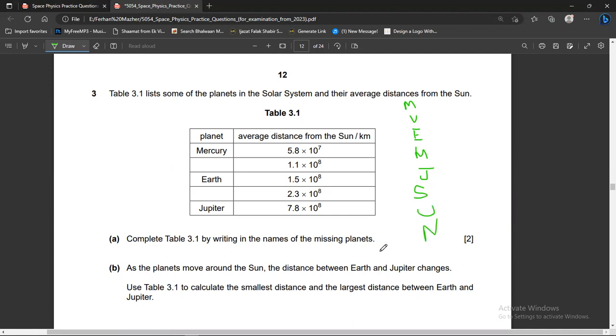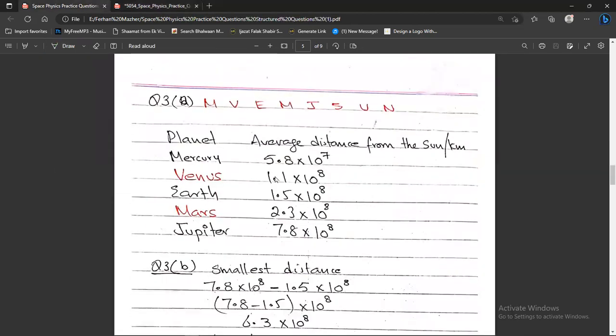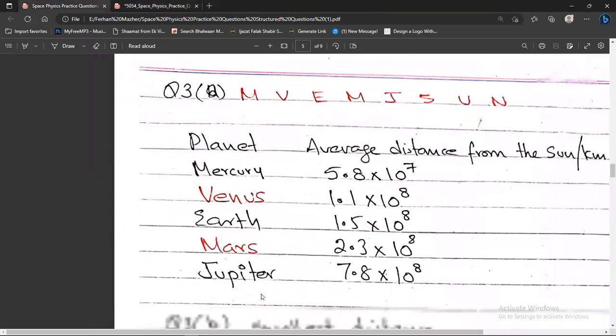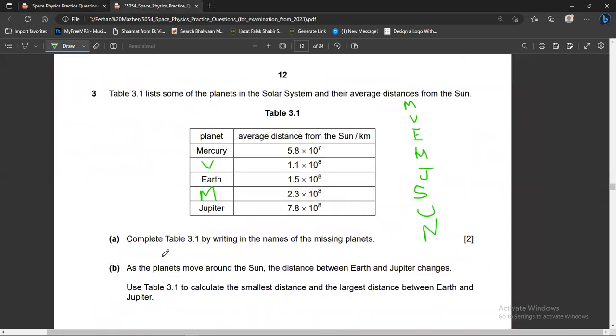So Mercury, then we will have Venus, Earth, then Mars, and then Jupiter. So this is how this will be done. Remember these code words, it's a very important thing to memorize them. My very educated mother just served us nachos. So you will have Mercury, Venus, Earth, Mars, Jupiter, Saturn, Uranus, Neptune. So these are the two names you have to write: Venus and Mars. So this is how you do this question.